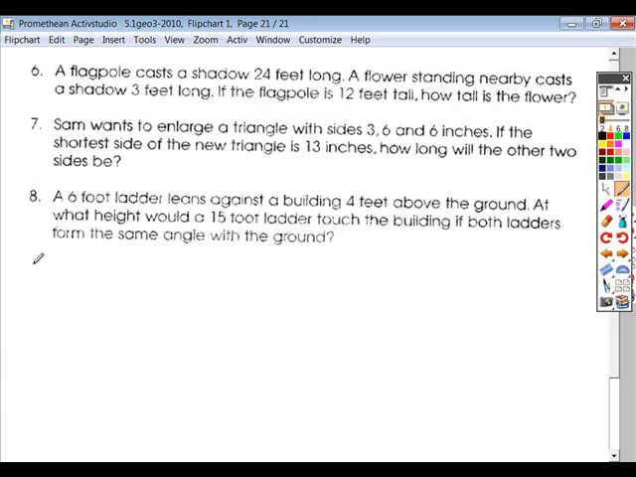These couple problems here, starting with question 6. Just so that you understand how these types of problems are going to be set up. It says a flagpole casts a shadow that's 24 feet long. So if you assume you have your flagpole right here, the shadow that's cast is 24 feet long. And then it says a flower standing nearby casts a shadow 3 feet long.